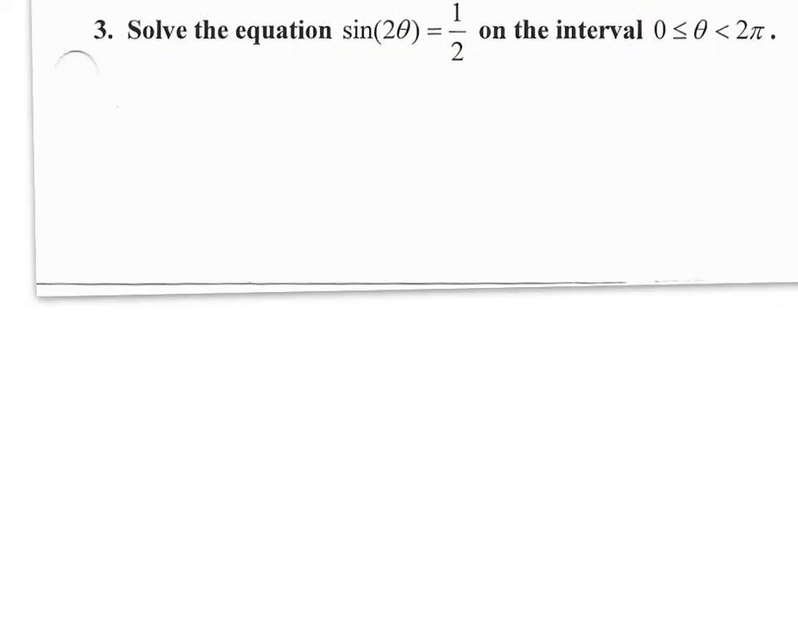So look at number 3. It's not just 1 theta anymore, now it's 2 theta. So what we do is first we pretend that it's 1 theta. So when is sine a half? Without drawing the circle, hopefully you can see. Sine is going to be a half at pi over 6 and also at 5 pi over 6. And if you need to see that, draw the circle out, but hopefully you trust me on that.